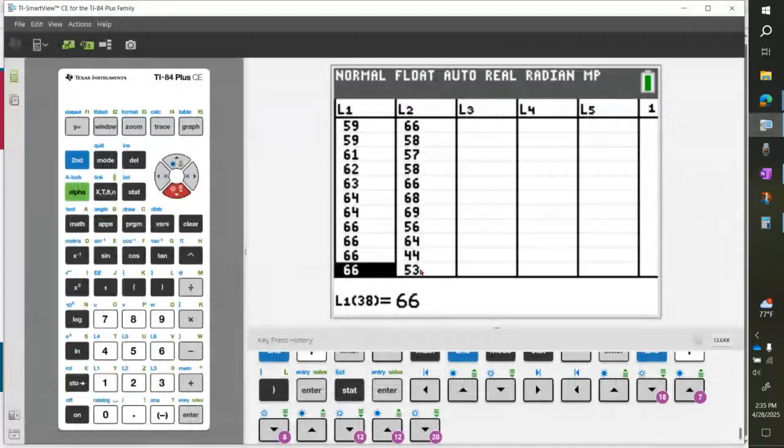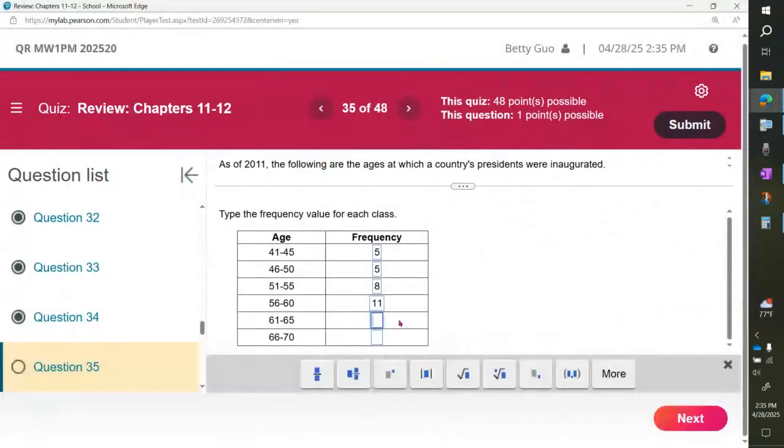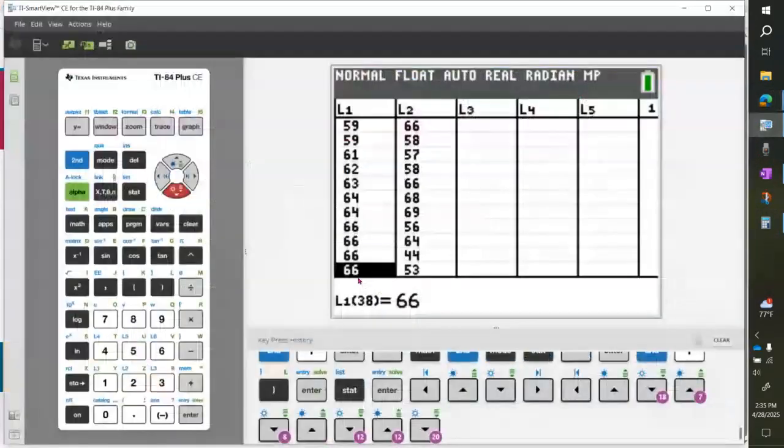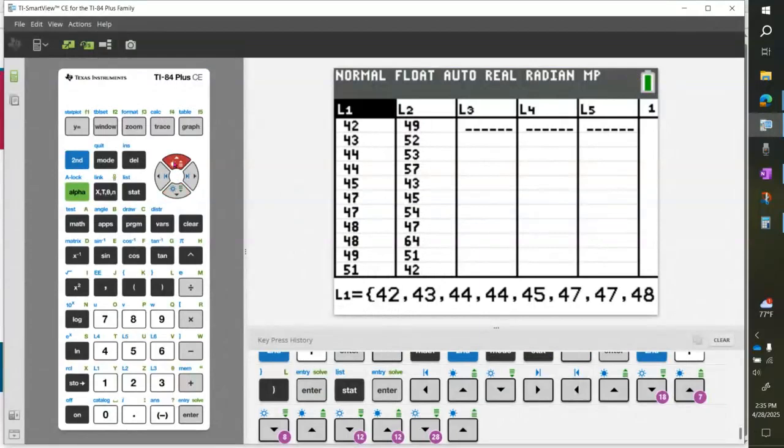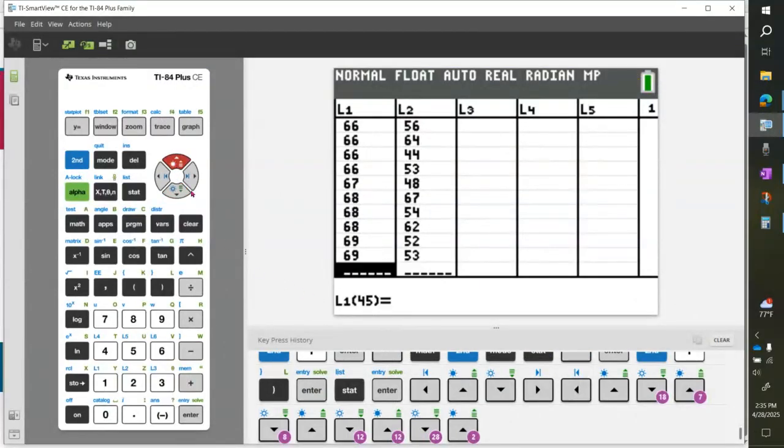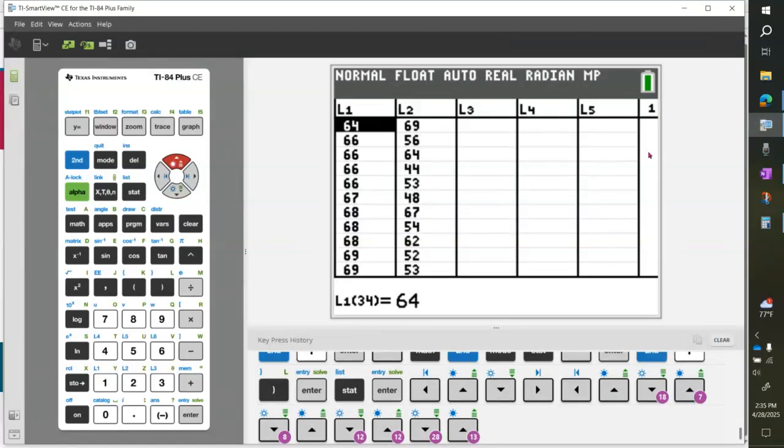61 to 65. So 1, 2, 3, 4, 5. 5 of them. And then 66 to 70. So this is 1, 2, 3, 4, 5, 6, 7, 8, 9, 10. 10 of them.